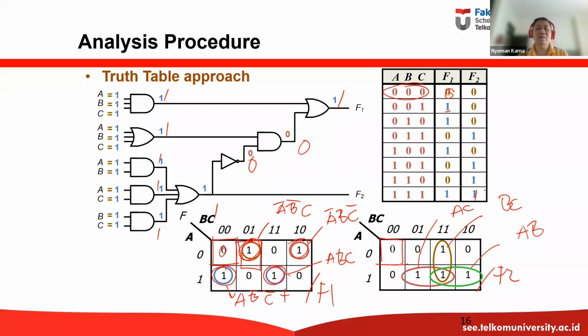Okay. Now this is how we do the analysis procedure. We can do the Boolean approach, and also we can do the truth table approach. From the truth table, we can create the K-map, and then from the K-map, we can identify the groups to find the simplest function for the F1 and also for the F2.